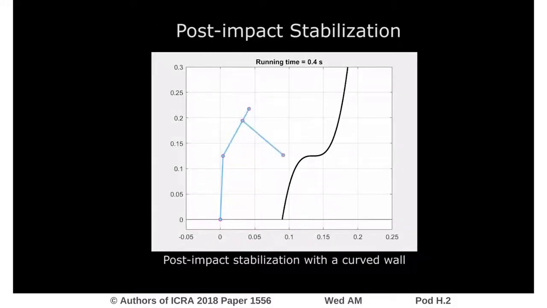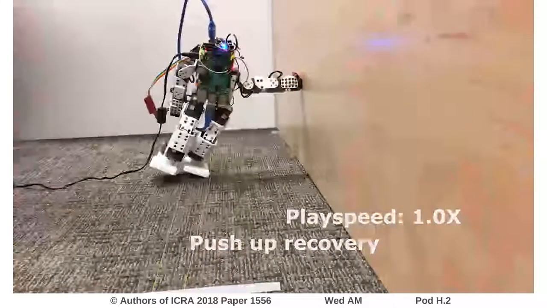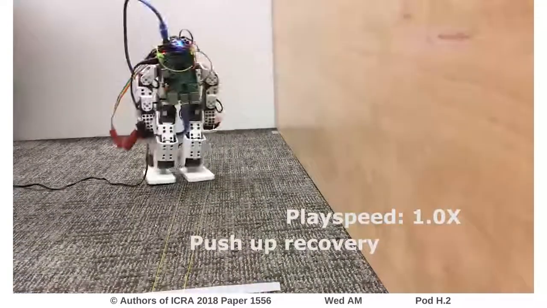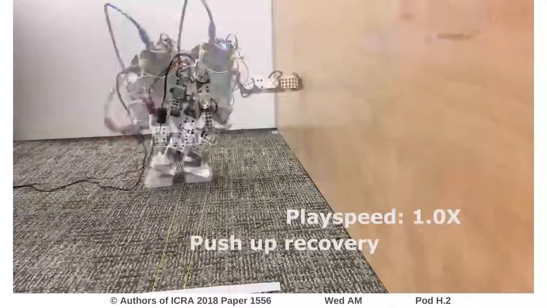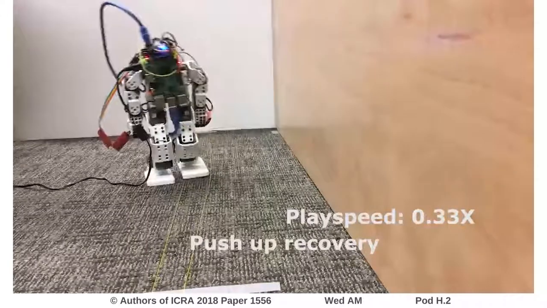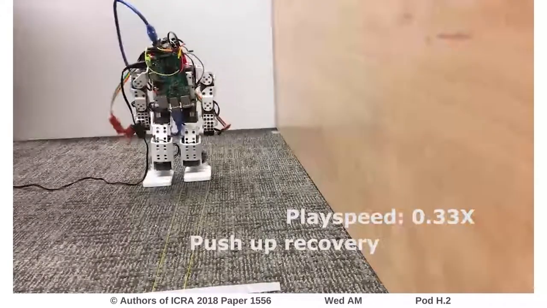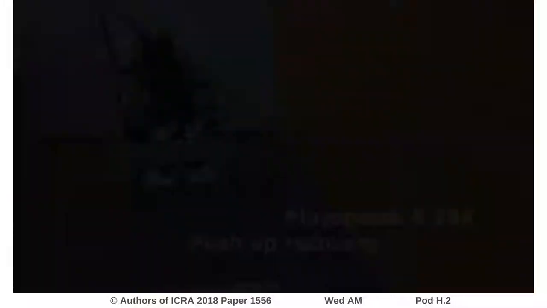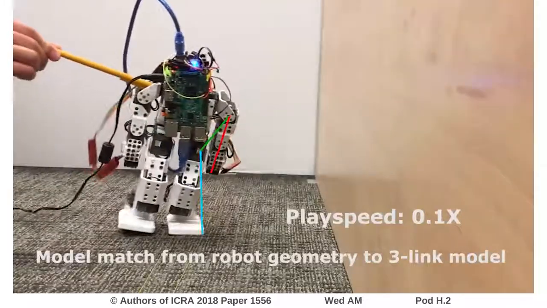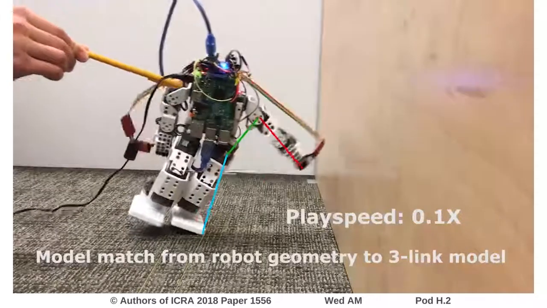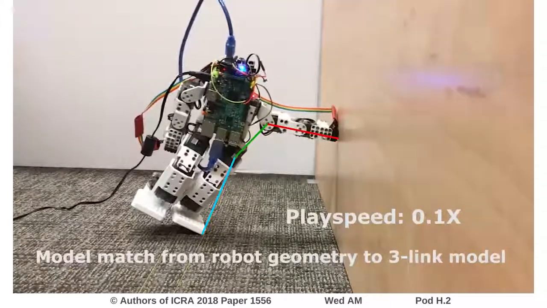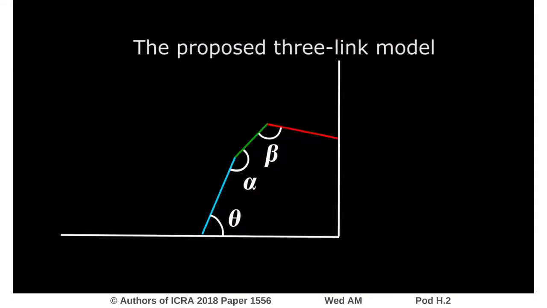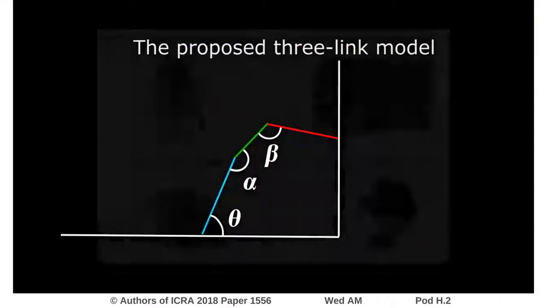After the contact, the post-impact system will dampen the residual angular velocities with its own compliance. If the robot is not leaning too far after stabilization, the push-up recovery strategy will use the elbow motion to generate a momentum to bring the robot back into an upright posture. Our system models the humanoid robot as a 3-link rigid body. This video shows how to match the real robot geometry with the proposed model.